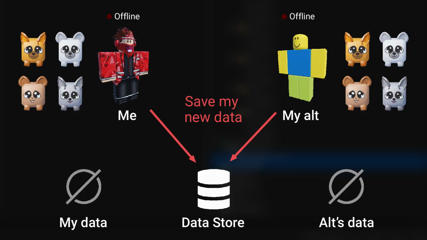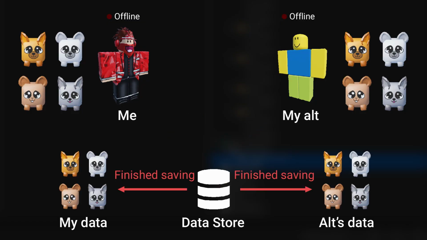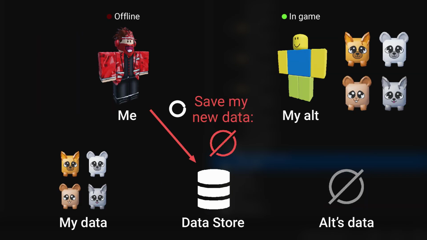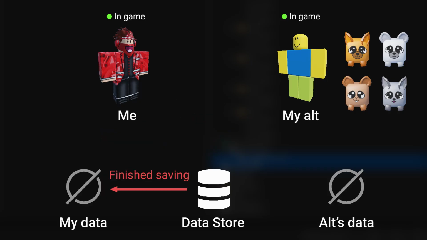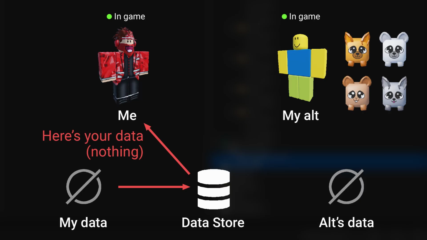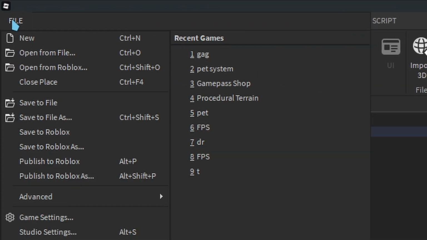Once I leave the server, I'll overwrite whatever data is saved with my duped pets. With session locking, when I rejoin the game will notice that my data is still being saved, so I won't be able to load my data until the game has finished saving whatever data I had when I left. Before we do anything, first publish the game to Roblox.